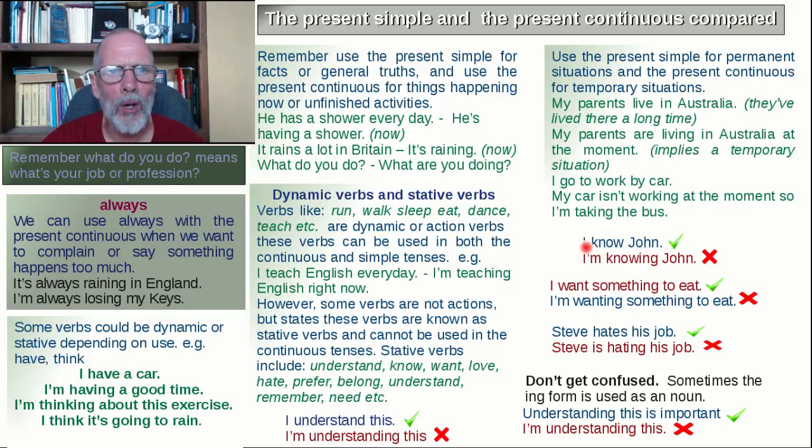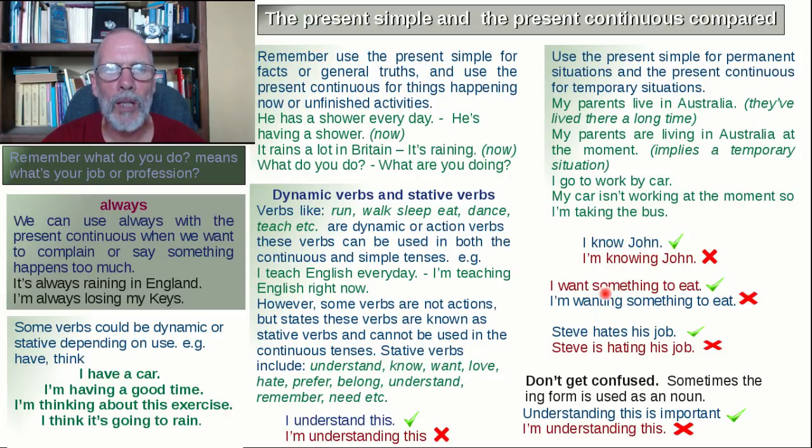For example, know, I know John is correct. You either know John or you don't know John. It's a state. I'm knowing John is incorrect. You cannot use the verb know in the present continuous tense because it's a stative verb.